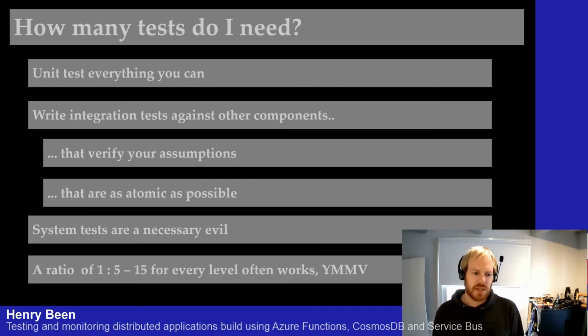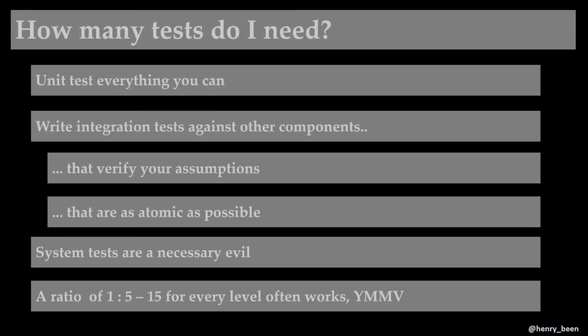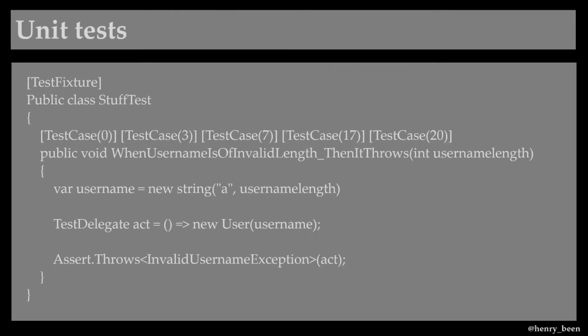And to answer the question, what I've seen in practice is that a ratio of 1 to 5, maybe 1 to 15, and anything in between for every level often works. Or in bigger systems, I can have tens of thousands or thousands of unit tests, hundreds of integration tests, a few system tests, and hopefully 0 manual tests. But that's a personal take, and your mileage may vary. Now, reviewing those different types of tests, I think that we're all familiar with unit tests, so let's skip those.